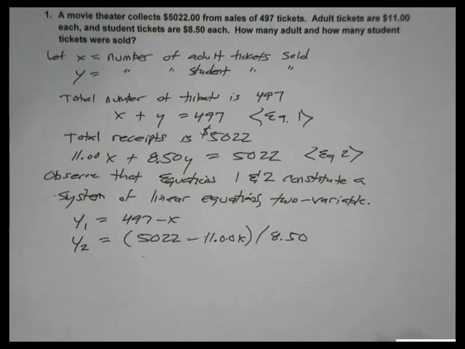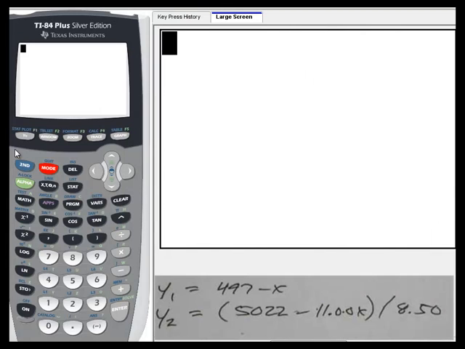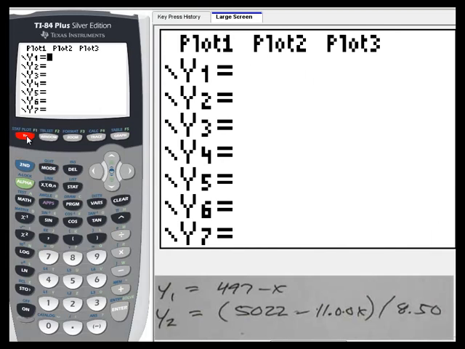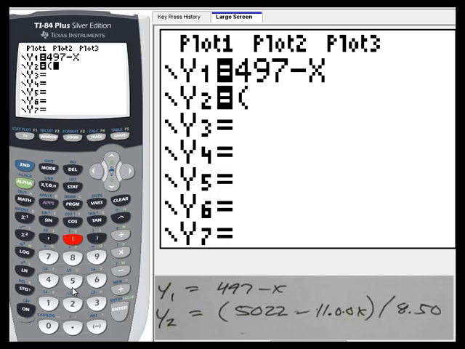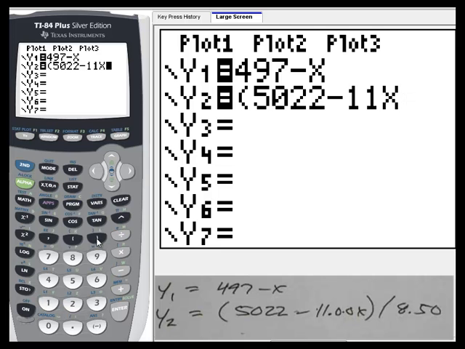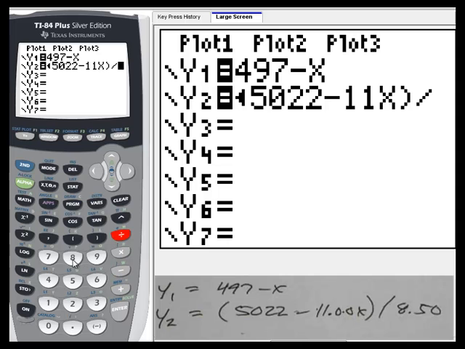Alright, at this point we're ready to go to the calculator. Here at the calculator, we can go to the y equals edit screen. Our y1, we have here 497 minus x. For our y2, we have a parenthesis 5022 minus, okay, 11.00, don't need to put the two zeros there, times x, parenthesis, divide by 8.5.